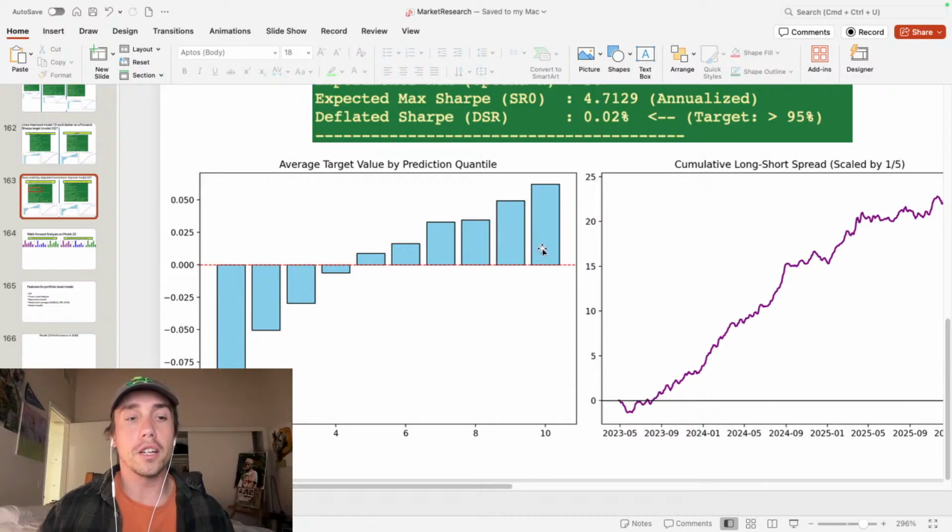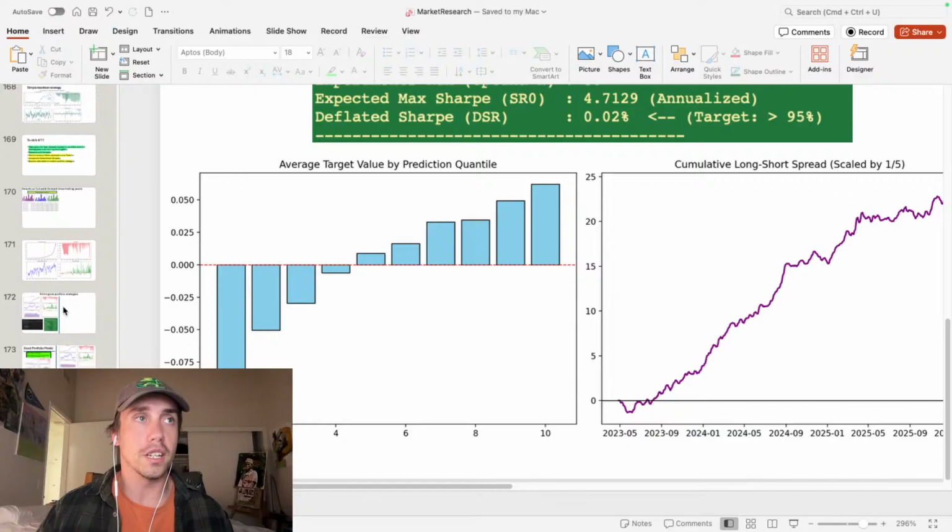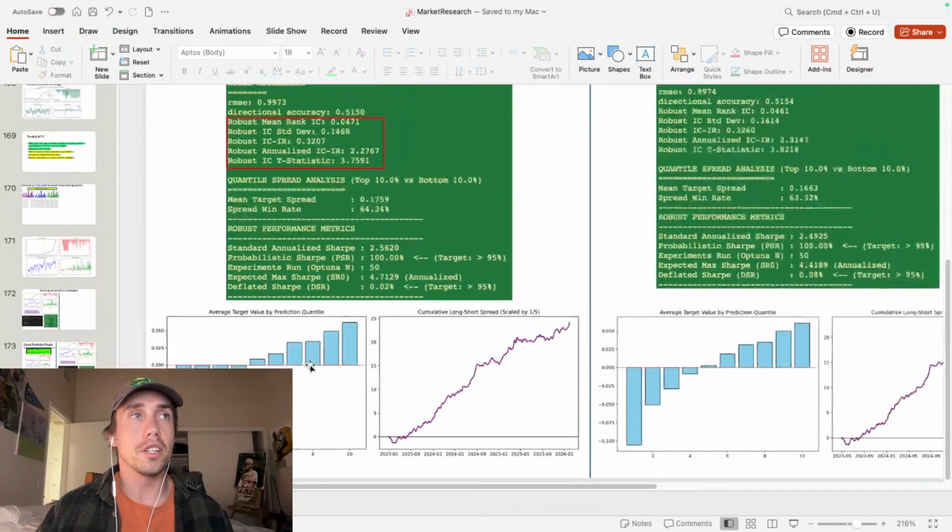Top decile, 90% and above, should be the best performing. And it should be monotonically increasing in between, which means each decile is higher than the previous decile. And that's exactly what we see here.